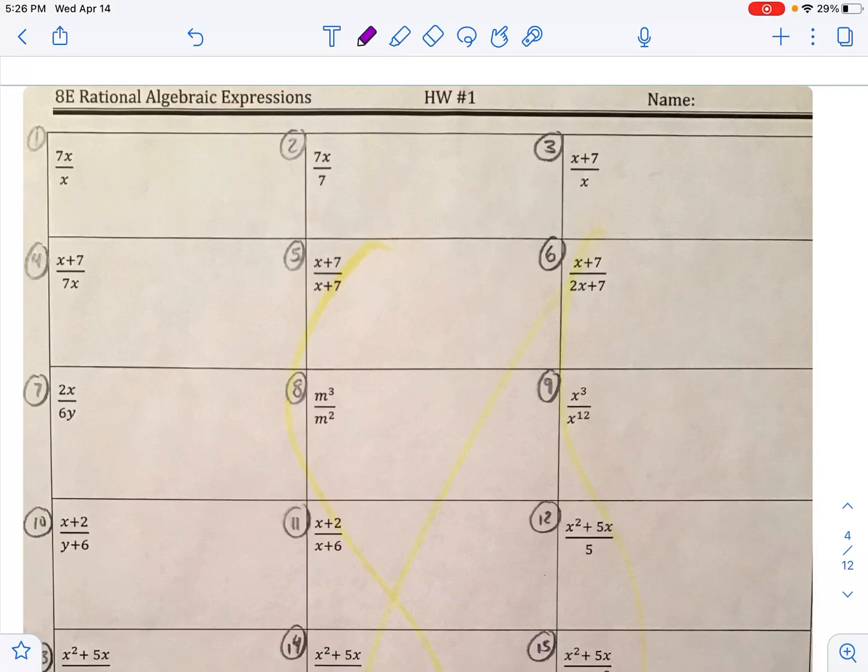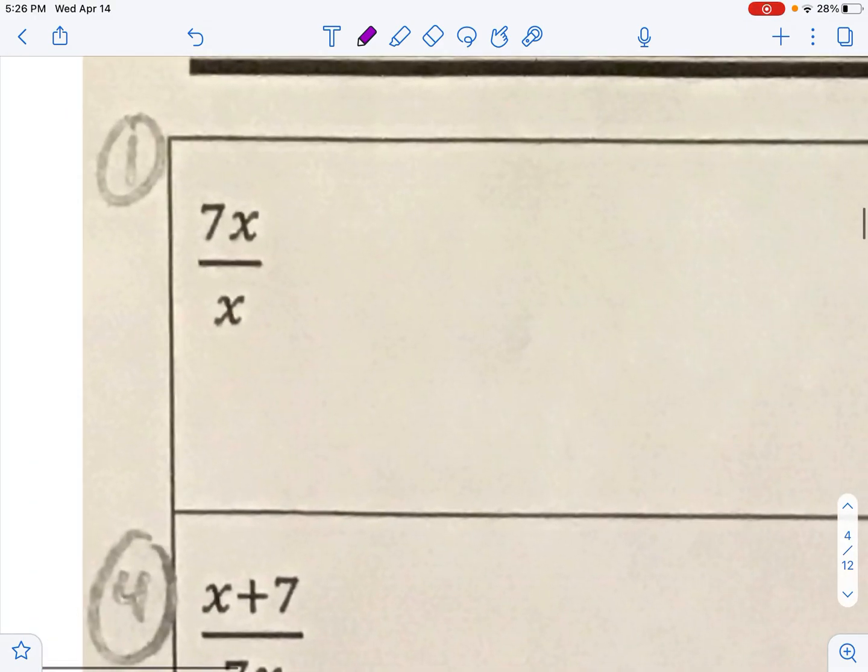We're going to practice simplifying rational algebraic expressions by practicing on this worksheet called homework number 1. You can just copy this down, or you can open up your homework 1 from Canvas and utilize that. So looking at number 1, we see this is a product, this is multiplication, I'm allowed to cancel, so this simplifies to 7.